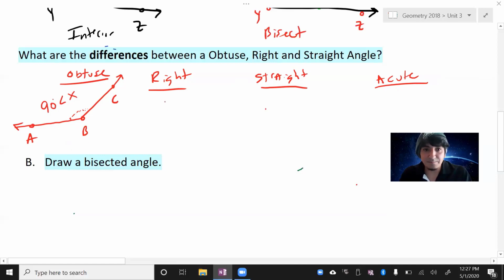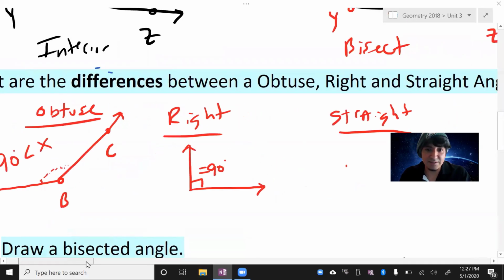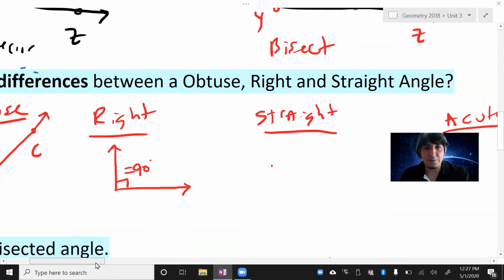Now for right, I have literally a perfect L, just like with your hands. Now we have L, and so that means it's 90 degrees right here. So that's going to be equal. So remember, when you see the box, that represents 90 degrees for any sets of angles. Okay, so I got A, I got B, and I got C.